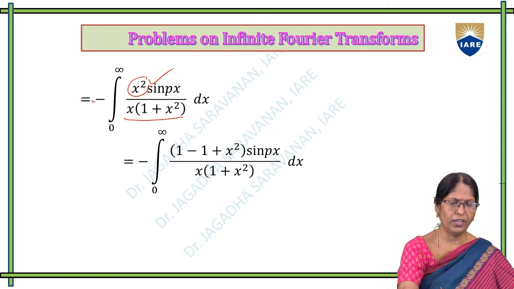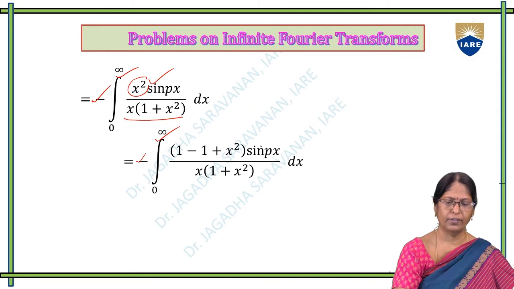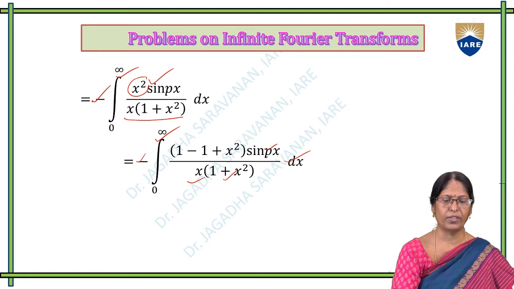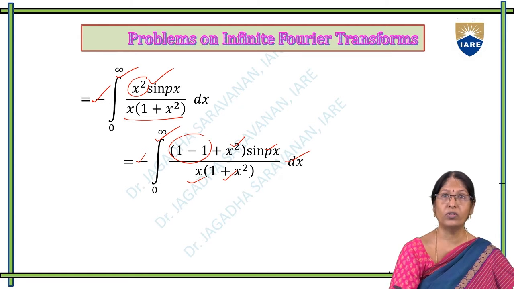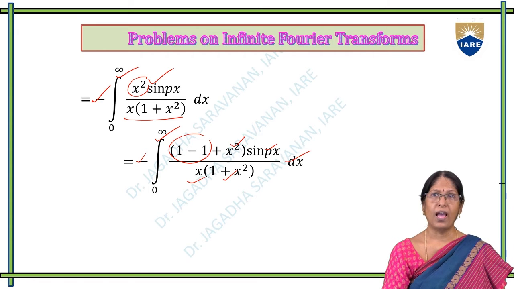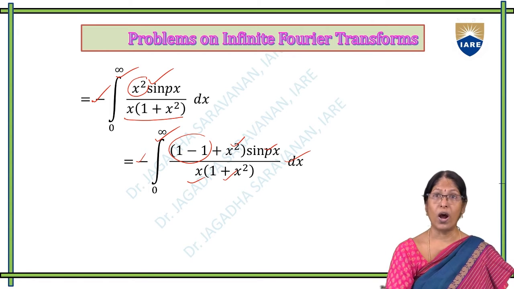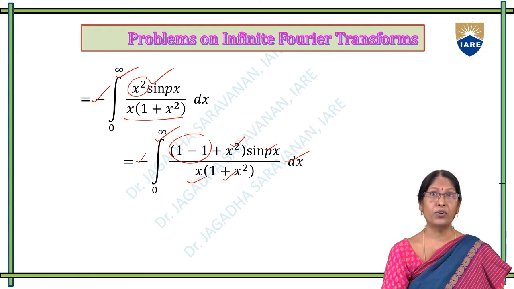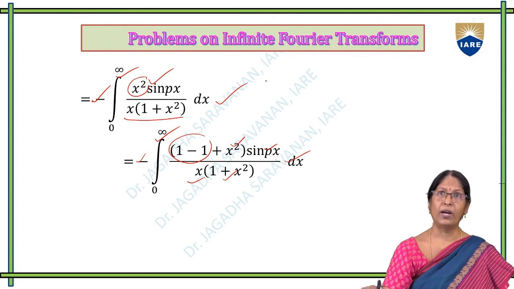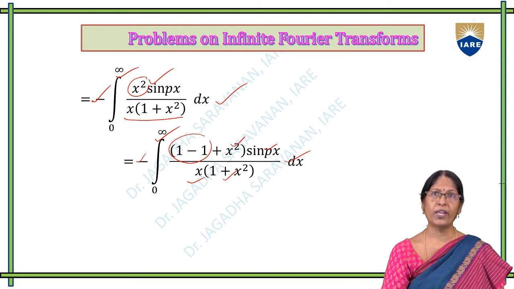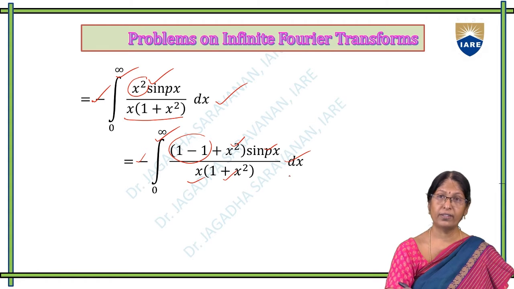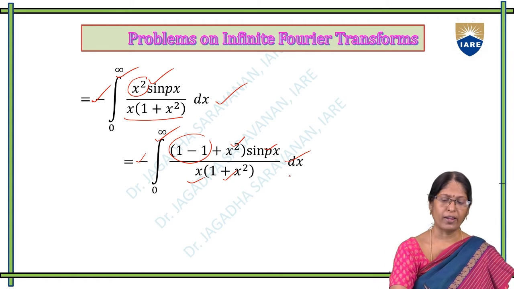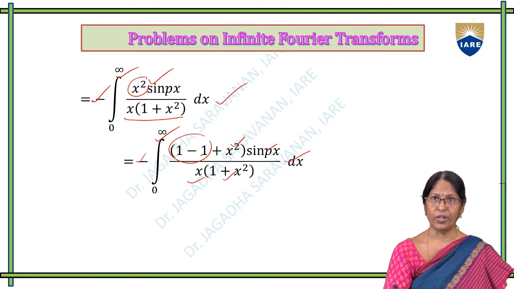Now everything we have written as it is. The only change we brought in here is that we add and subtract 1. We are introducing many assumptions while solving the problem. First, we multiplied both the numerator and denominator by x. Next, we added and subtracted the number 1.